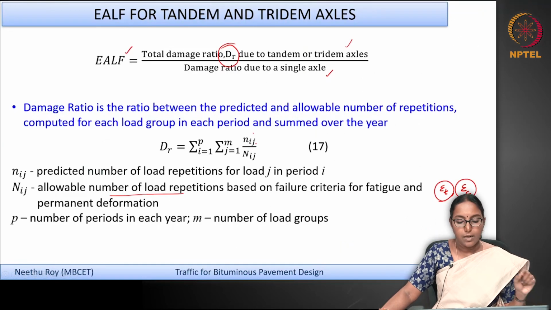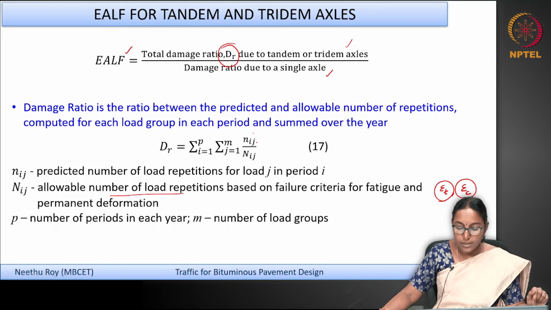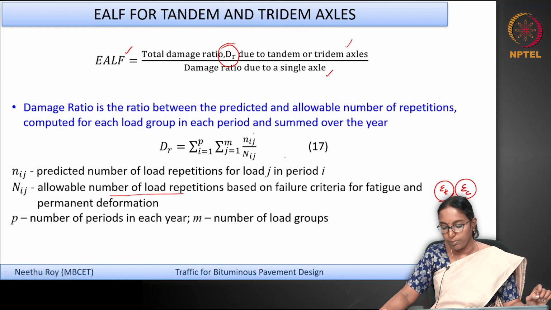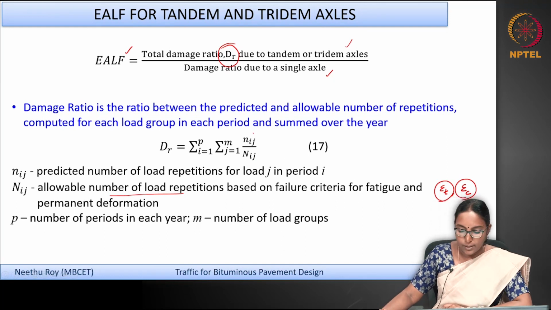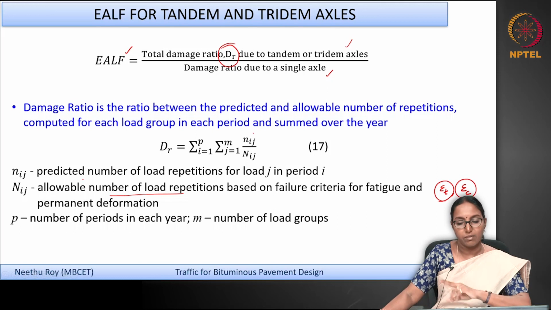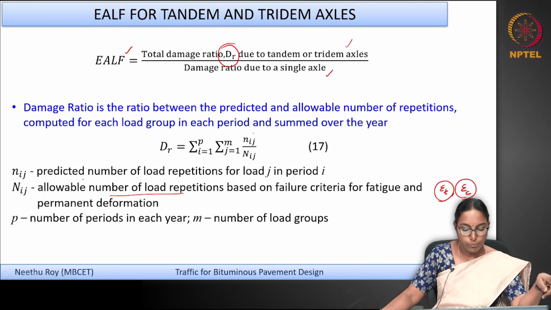Damage ratio is the predicted number of load repetitions divided by the allowable number of load repetitions for the failure criteria that you have considered, for fatigue or permanent deformation. So small n, where do you get this predicted number? This predicted number is the traffic that is predicted, and we have already input for different load groups the total number of vehicles that are expected.